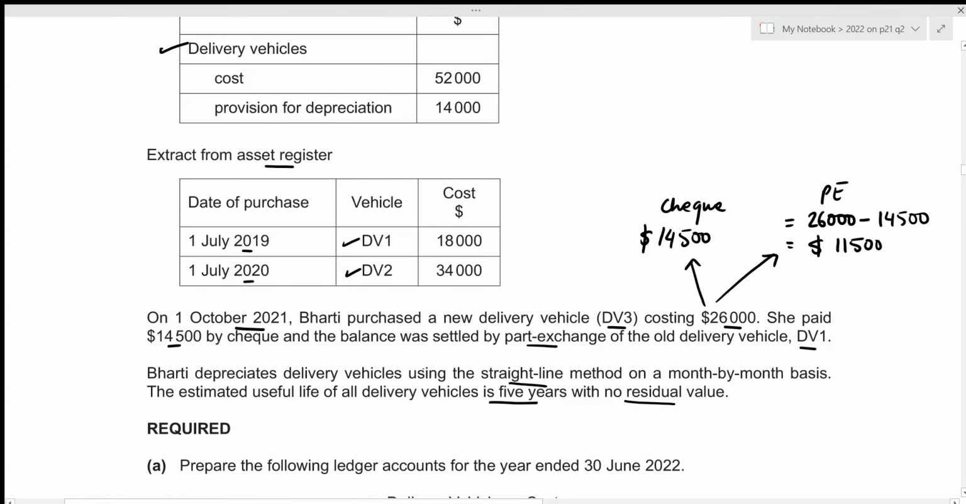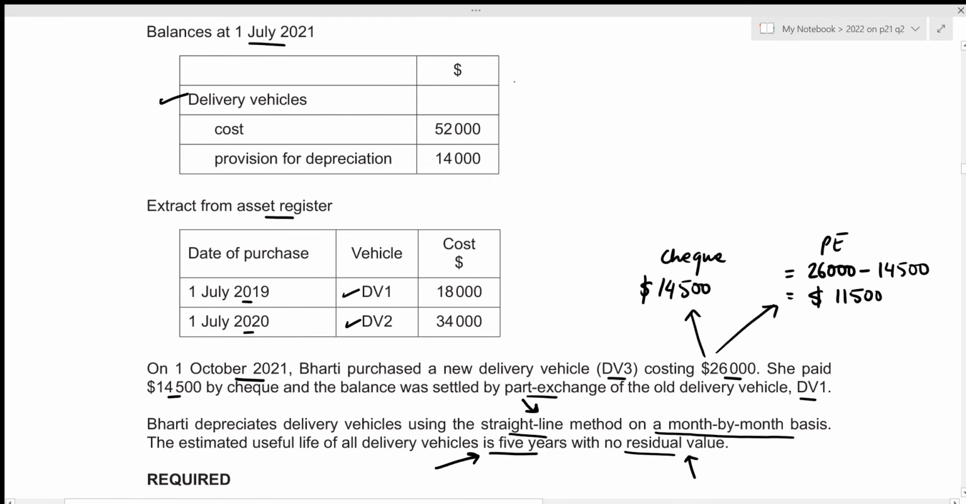Then we're also told that the delivery vehicles are depreciated using the straight line method on a month-by-month basis, and we're not given any rate, but we are given our estimated useful life of 5 years, and we're also told that there is no residual value, which means that we can easily figure out the depreciation for all of our delivery vehicles. Let's first figure out our depreciation for each delivery vehicle per month, because we're told that the depreciation is being charged on a month-by-month basis.